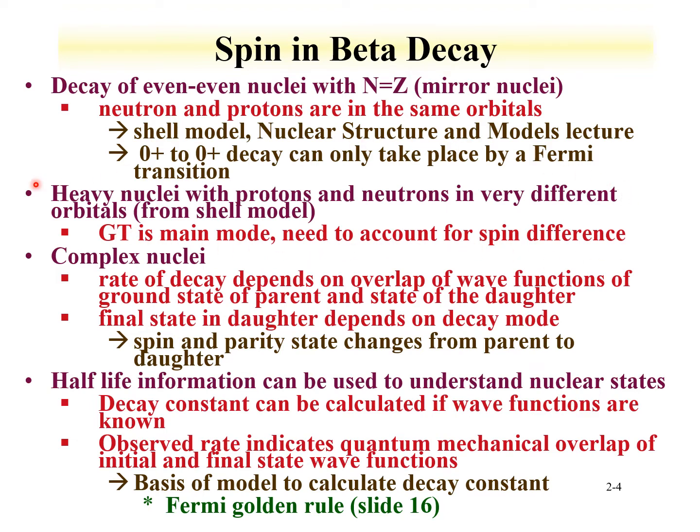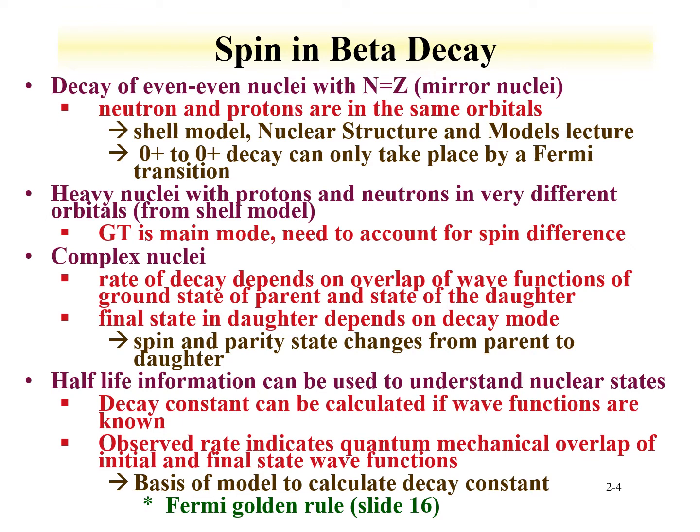Now, these nuclei can be rather complex, where the rate of decay depends upon the overlap of the wave functions of the ground state of the parent and the ground state of the daughter. So what's the probability from the ground state of the parent to a state in the daughter? And this final state depends upon the decay mode. So spin and parity changes from parent to daughter, and the overall delta of the change, this degree of the change, is going to have an effect on the rate of decay, or as we see, the decay constants.